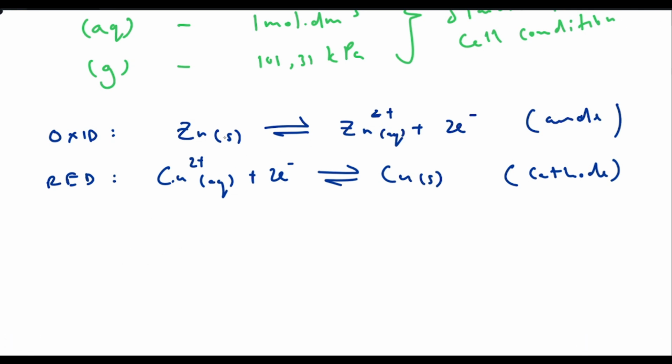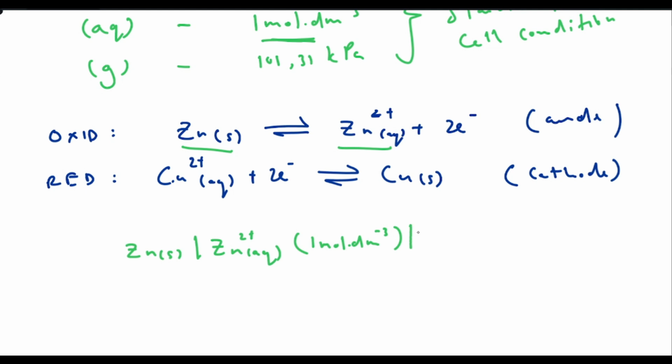So firstly, what reaction's taking place at the anode? It's zinc solid that becomes zinc aqueous, or Zn2+. So we would say Zn solid becomes Zn2+ aqueous. And because it is aqueous, we must state the standard concentration alongside. So we will say 1 mole per decimeter cubed in brackets. This will be followed by a double line representing the salt bridge.